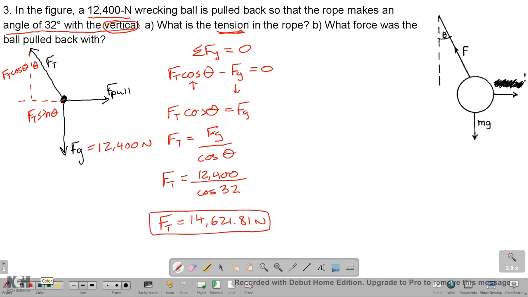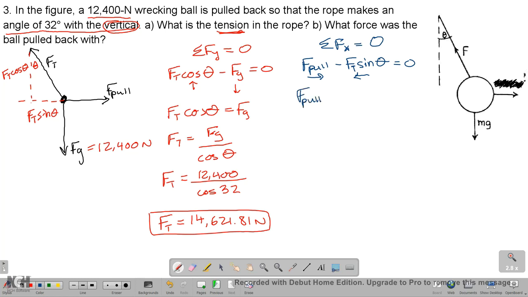All right, and then it wants to know what is the pull force, and that's in the x direction. If you had tried to do this first, you would not have been able to solve for it because, as you're about to see, F pull, which is going to the right, minus Ft sine theta, which is going to the left, is equal to 0. And we can't solve this without the tension force. So we have to solve for the sum of the forces in the y direction in order to get the tension force, and then we can plug it in for the pull force.